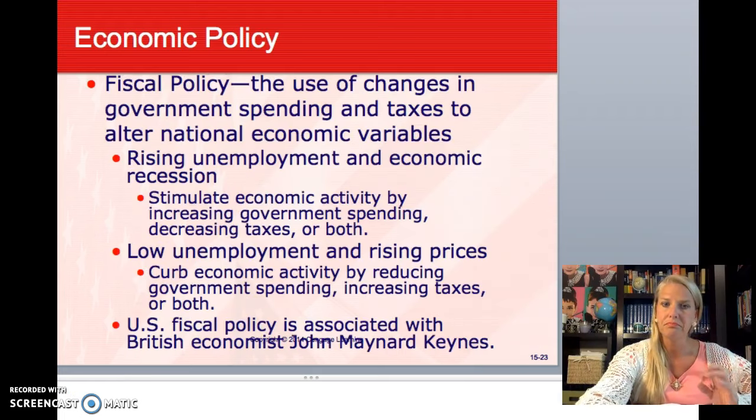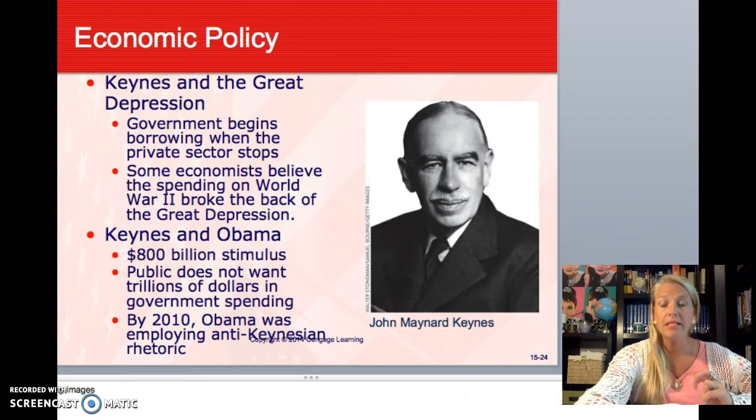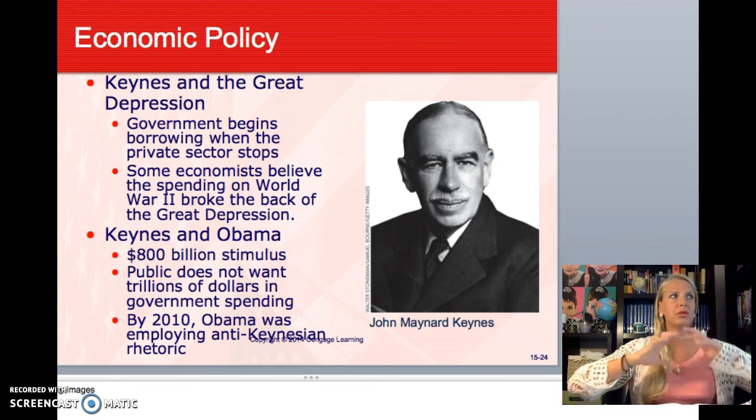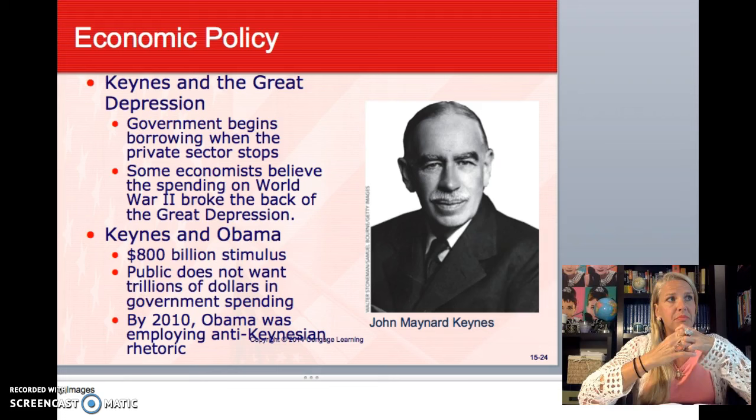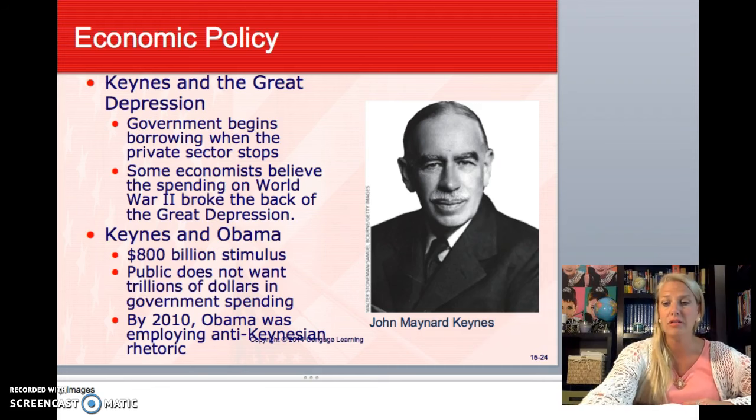Let's go back one. Okay, U.S. fiscal policy is associated with British economist Keynes, that we just talked about. Keynes and the Great Depression. What's really awesome about studying the New Deal and FDR is people were afraid to make the jumps that FDR did. And his drastic measures really did save our country, the New Deal and the spending at that time. Government begins borrowing when the private sector stops. Some economists believe the spending on World War II broke the back of the Great Depression, which, according to the historians I know, was what really pulled us out completely as a country.